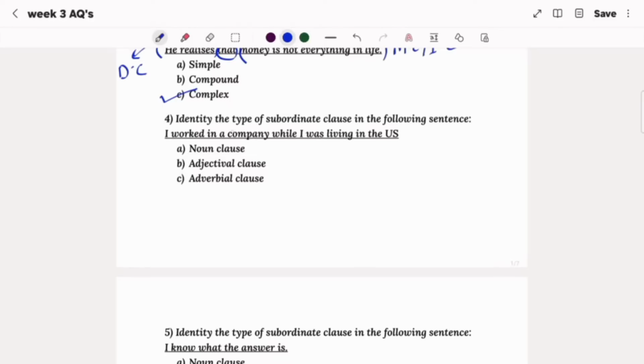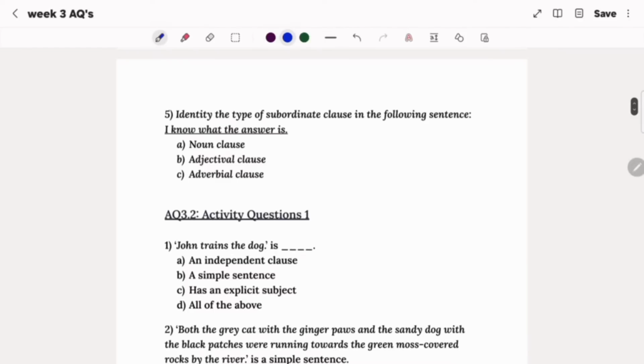So they're asking the type of subordinate clause in the following sentence. I worked in a company while I was living in US. Okay. This is a subordinate clause and the type of the clause is adverbial clause. The next question, I know what the answer is. So it is a noun clause.